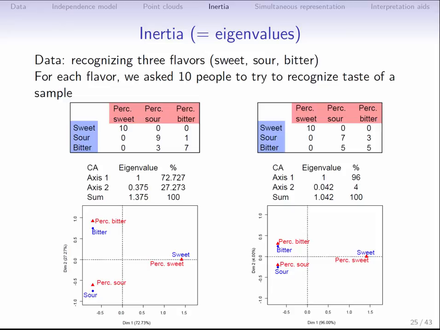How about in the most extreme case, where there is no confusion at all and the data table is diagonal? Well, we'd end up with two eigenvalues equal to 1. So what have we learned from the two examples we see here?